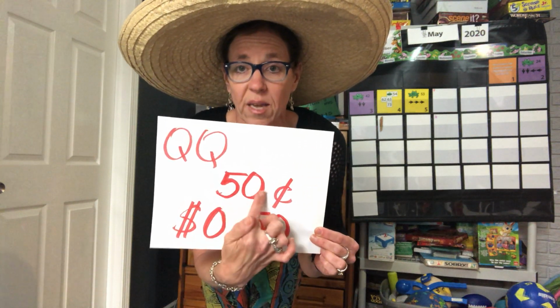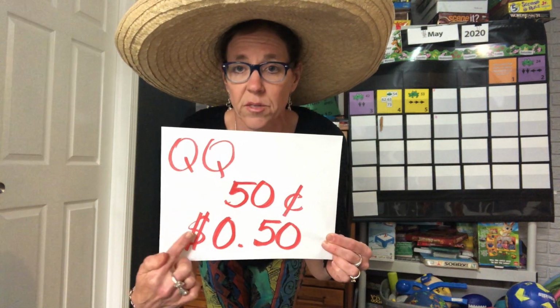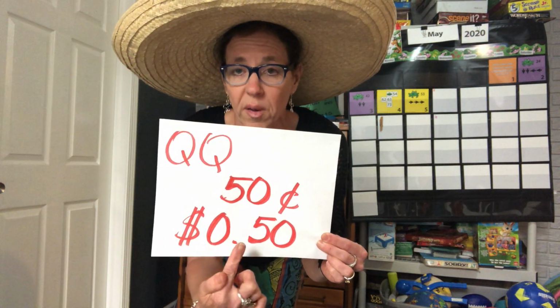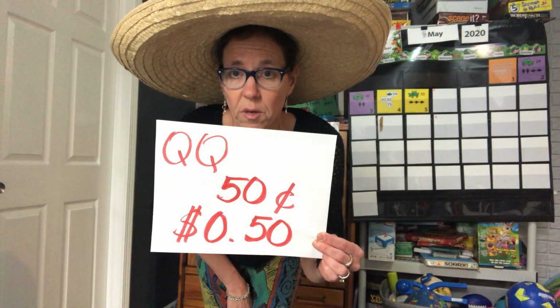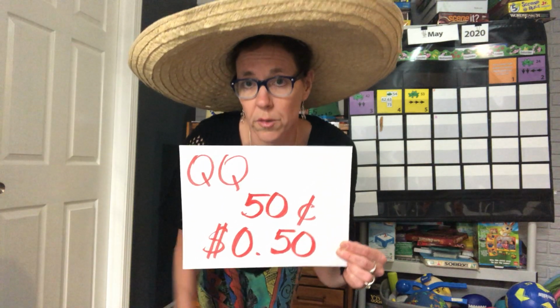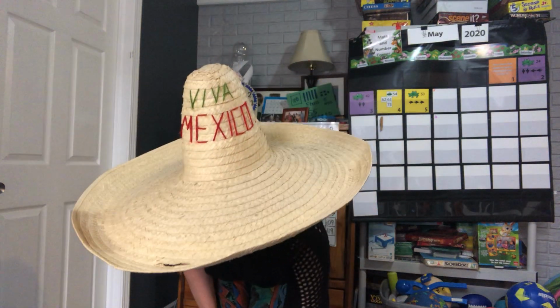If I'm writing it with a cent sign, I put it like this. If I'm writing it with a dollar sign, I put the dollar sign, 0, decimal point, 50 cents, because there are no dollars, just 50 cents. So yesterday we started with a quarter. Today we have 2 quarters, 25, 50, and we have 50 cents.